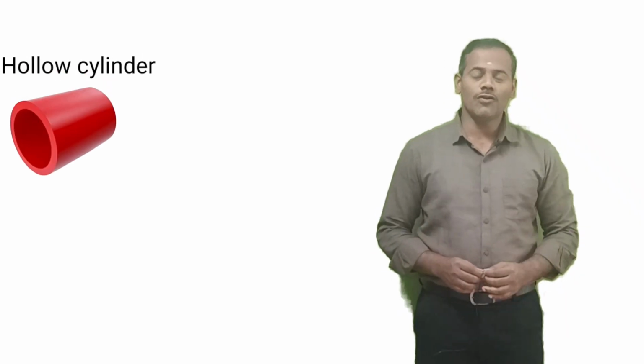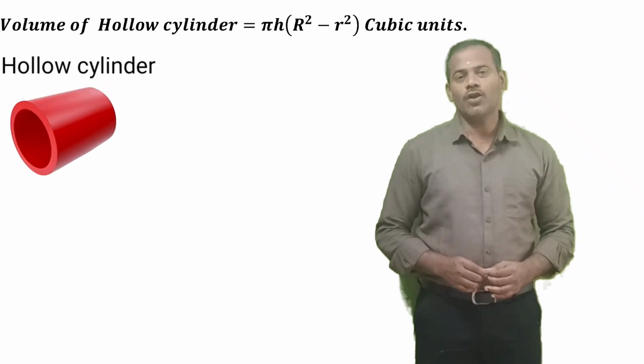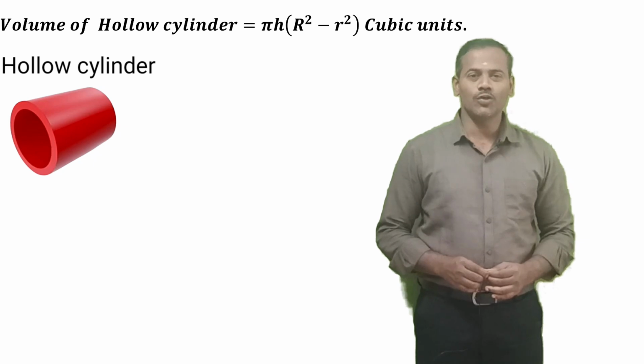Now children, let us move to hollow cylinder. The formula for the volume of a hollow cylinder is pi h into capital R square minus small r square cubic units.